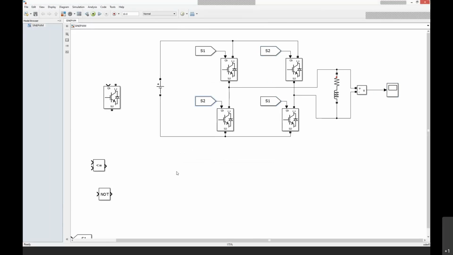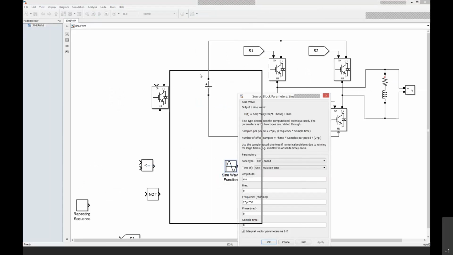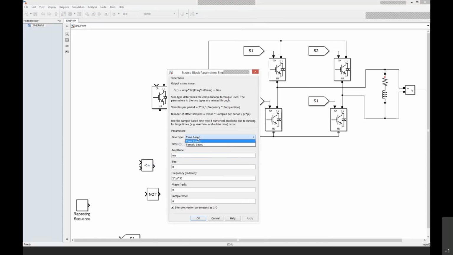Next we need to develop the firing scheme. For that, you require a sine wave and a repeating sequence which generates a triangle carrier of some frequency. So I considered a sine wave here. By opening this dialog box, we need to select time based and sine type, and you have to use the simulation time. And you have to specify the amplitude, that should be the amplitude modulation index, MA.